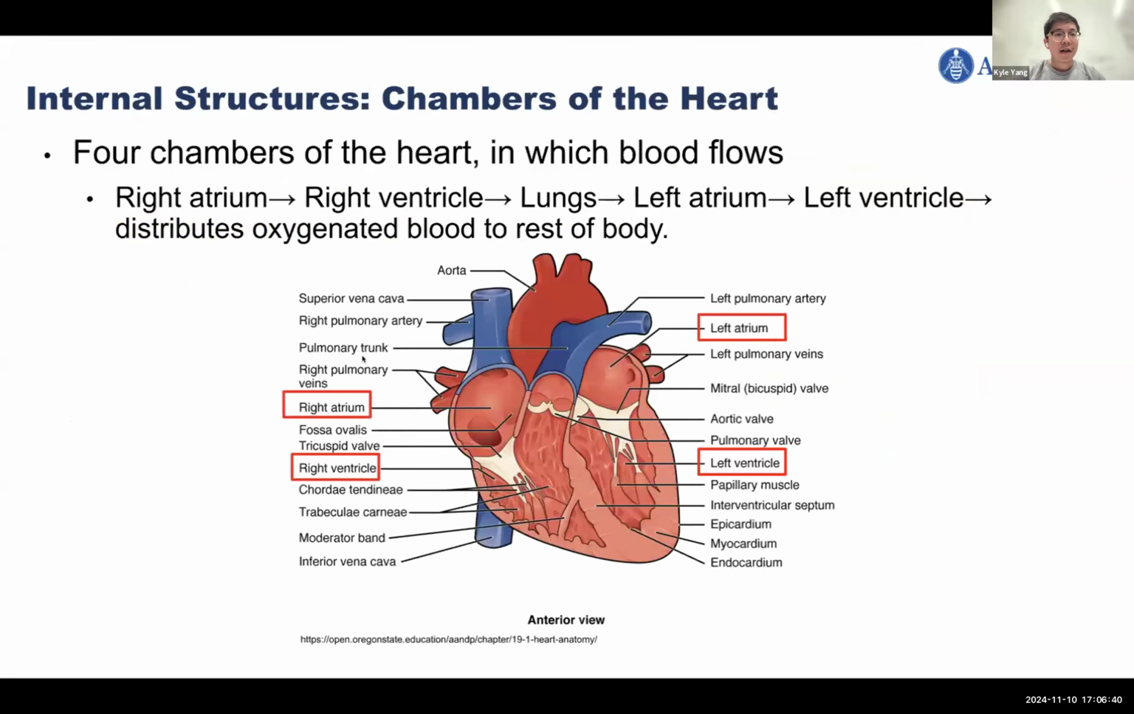Okay. Moving right along here to the internal structures of the heart. So the main anatomy of the heart can really be divided into these 4 chambers. And these four chambers are where the blood flows. First off, we start off in the right atrium, which is right here. And then the blood flows into the right ventricle. And then it flows out to the lungs to be oxygenated before returning to the left atrium right here, and then being pushed into the left ventricle, and finally through the aorta to be distributed to the rest of the body.